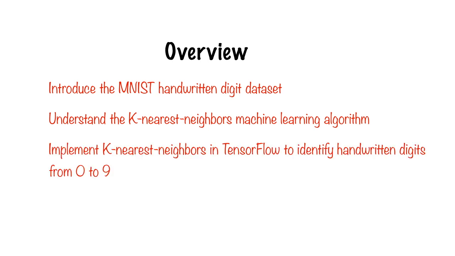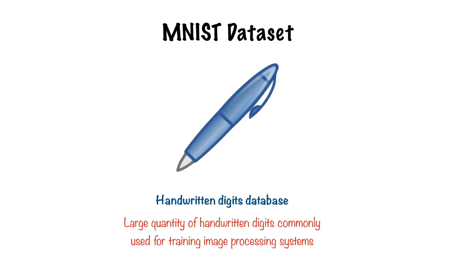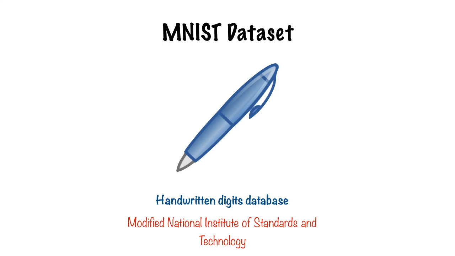And finally, we'll implement the k nearest neighbors algorithm in TensorFlow and use it to identify handwritten digits from 0 to 9, which are part of the MNIST dataset. MNIST contains a large number of images where each image represents a handwritten digit. All these images are pre-processed and well formatted, which means it's very easy for you to use in your machine learning algorithms. MNIST stands for Modified National Institute of Standards and Technology.